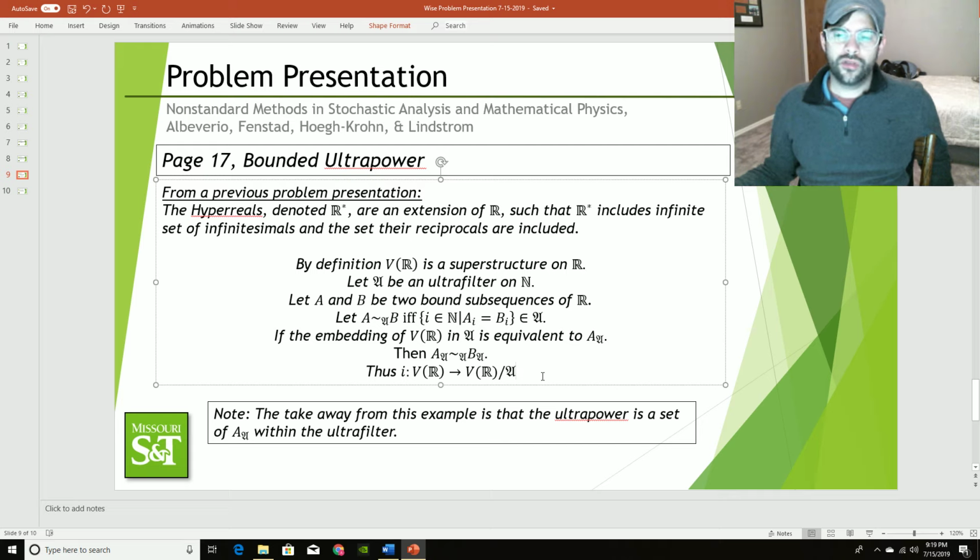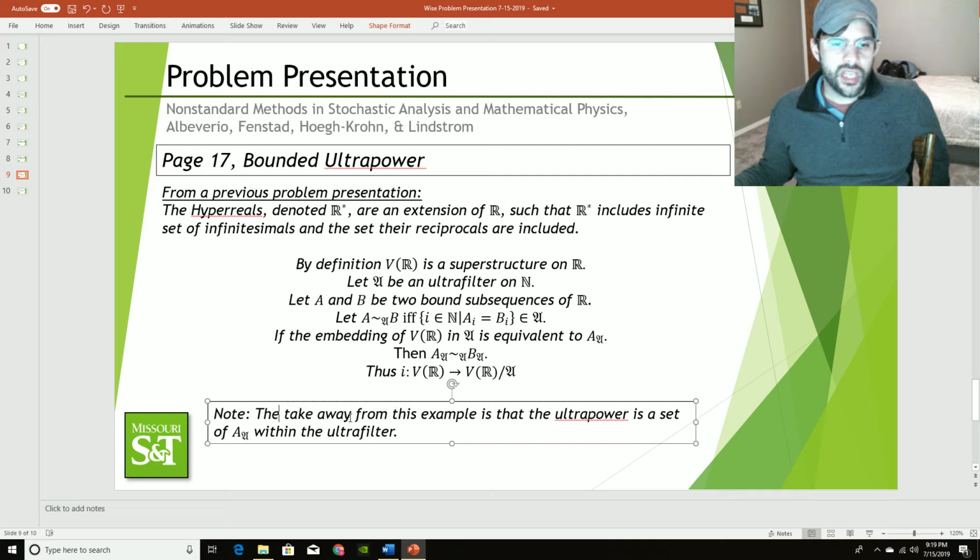So it's like if your ultrafilter is 1, right, then you'd be mapping the set A, which contains 1, it's not empty. You'd be mapping A over and over and over again. And so that's what I'm saying down here: the takeaway from this example is that the ultrapower is a set, which is the equivalence class of A within the ultrafilter, and it's mapped over and over again so that you have some space to work with, which is a part of that superstructure.